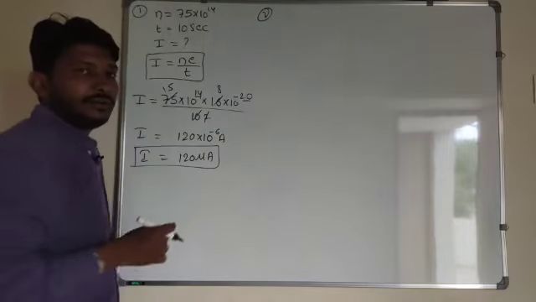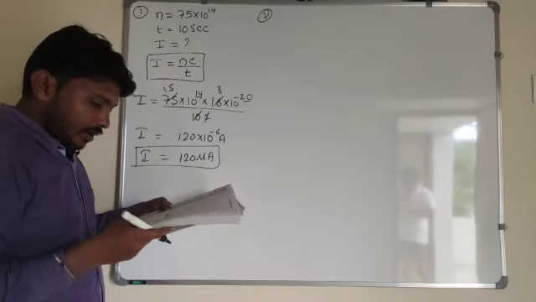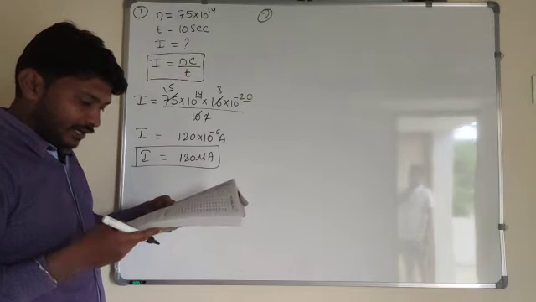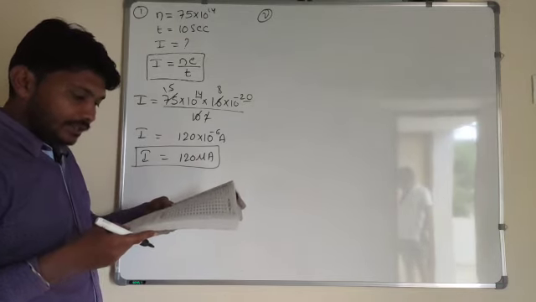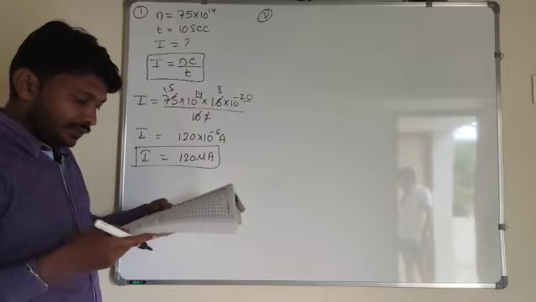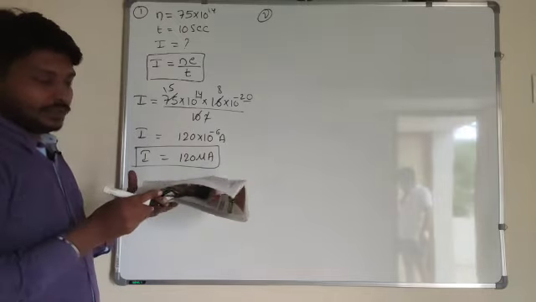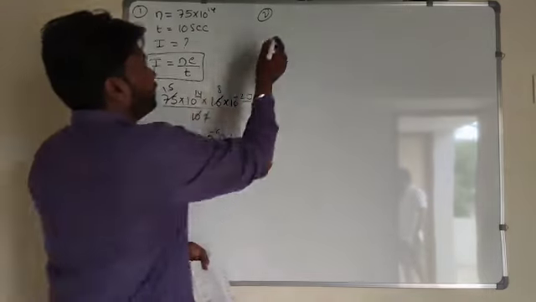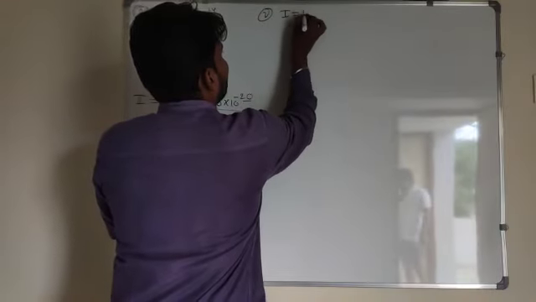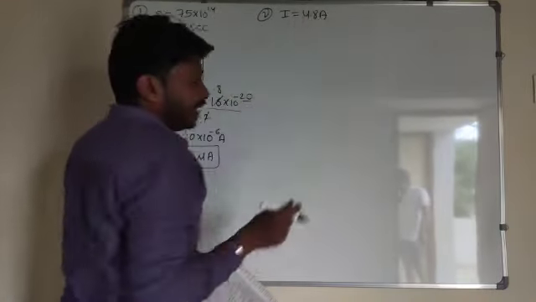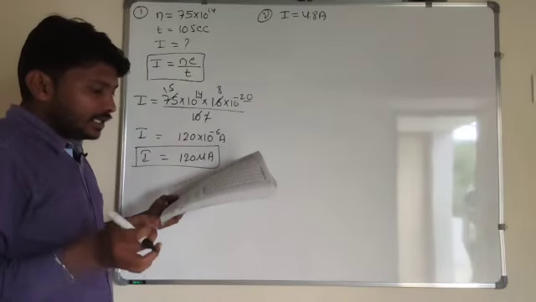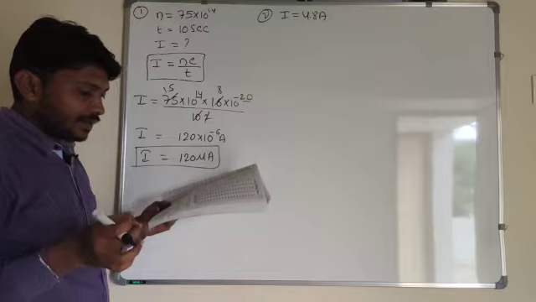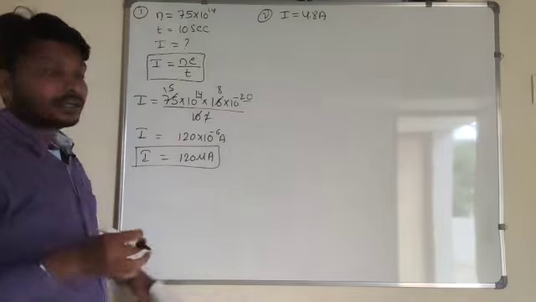So we'll look at the second one. A current of 4.8 ampere is flowing in a conductor. The number of electrons passing per second through the conductor will be? Let me read out the question once again. A current of 4.8 amp, so the I value, 4.8 amp, is flowing through a conductor. The number of electrons passing per second through the conductor will be?